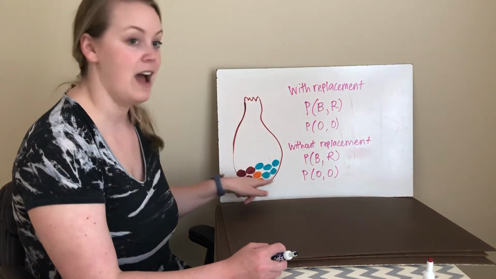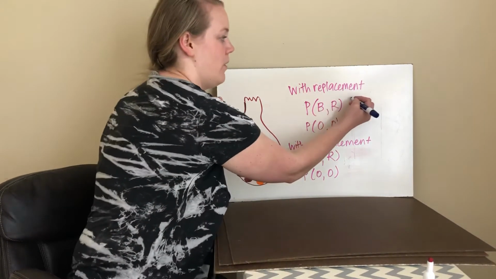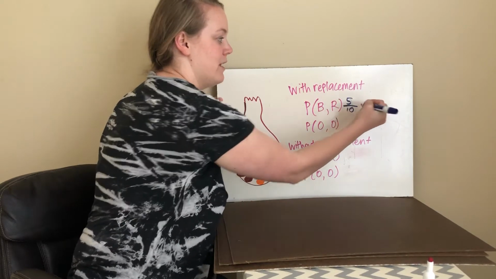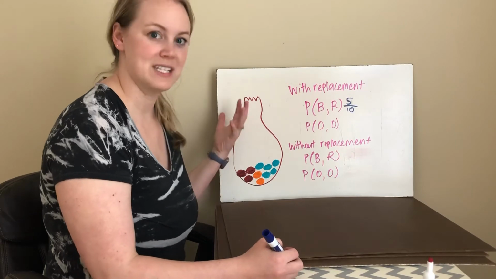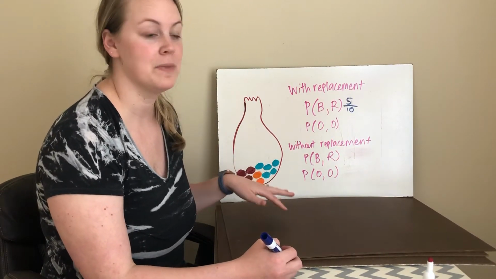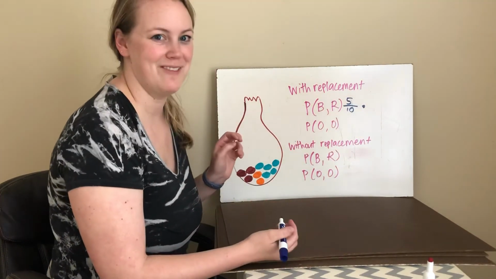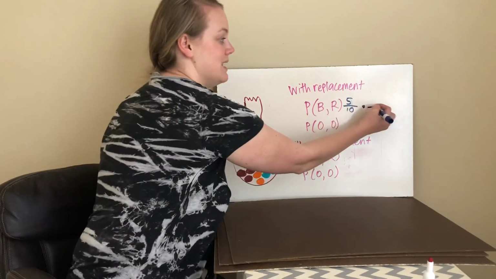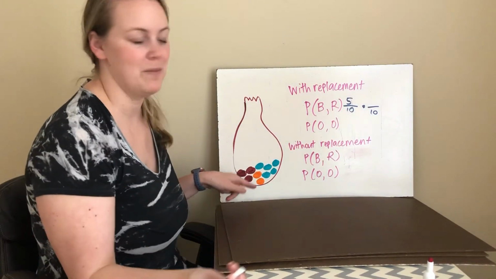So first, we want to pull a blue marble. We have 5 blue marbles out of a total of 10. So our probability is 5 out of 10. We'll simplify that in a moment. But then we're going to replace that blue marble back into the bag. So that means there's still going to be 10 marbles in here. We are going to use multiplication because there's multiple events. There's still going to be 10 marbles. And now we want to pull a red. How many red marbles are there? 3.